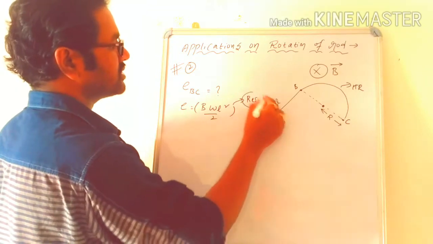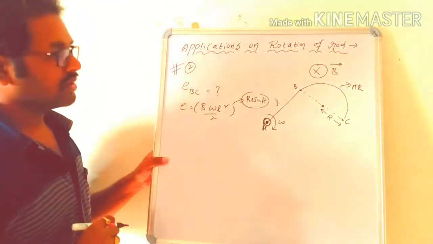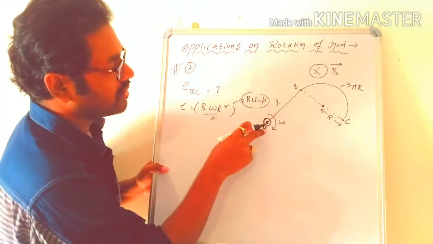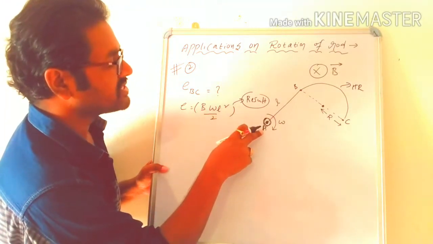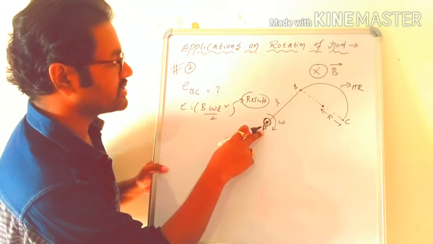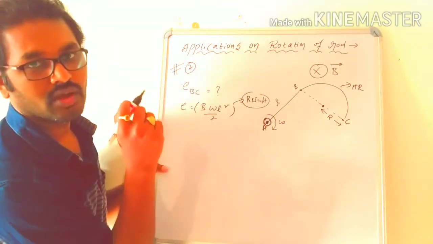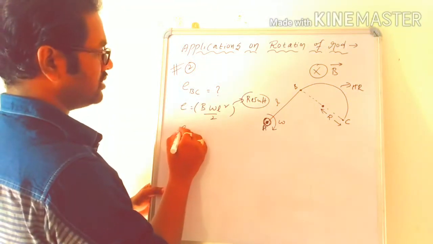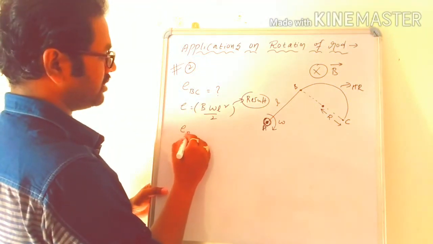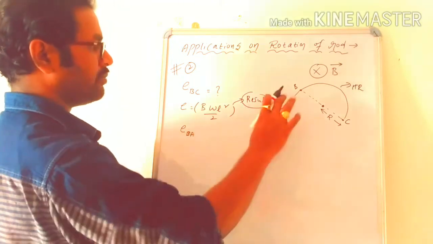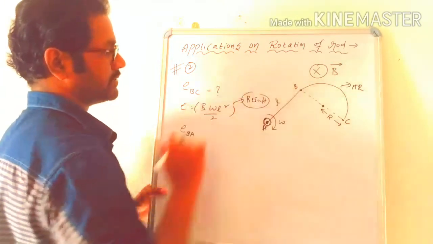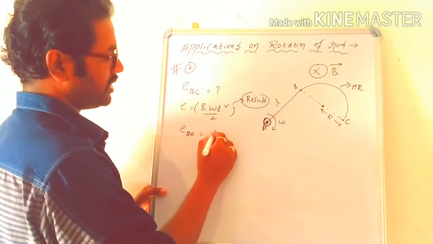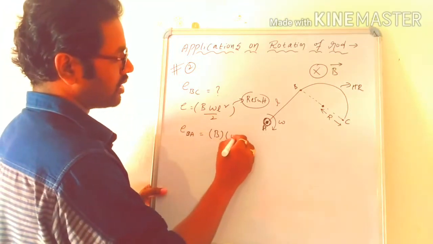So we are using this result for this question. Initially, we need to find the EMF which is induced across the points A and B. How much is the induced EMF? Then we can write E_BA, the EMF induced across AB, which is equal to B omega.